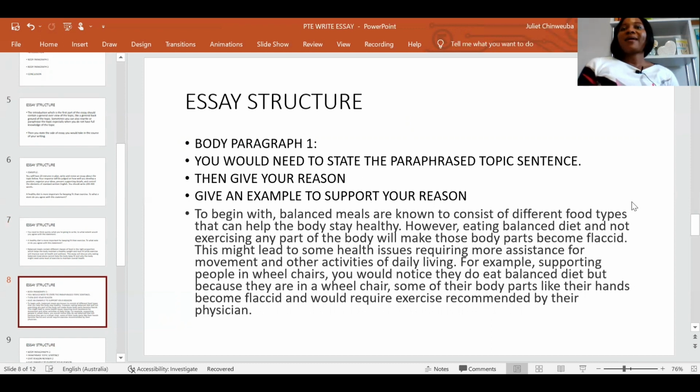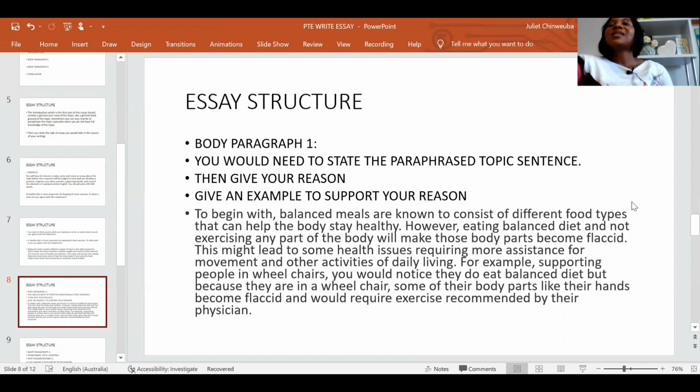Now, in body paragraph one, you will need to state the paraphrased topic sentence, then give your reason, then give an example to support your reason. You can see that these things are in capital letters here because these are the things you need to do. These are the steps you need to follow to write this essay effectively.